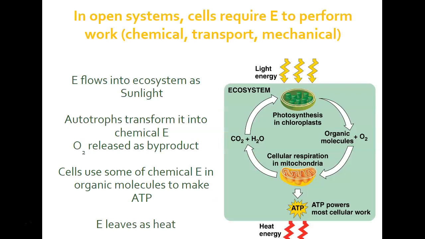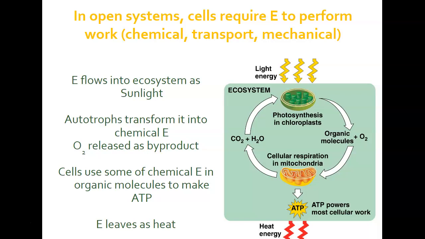Generally speaking, in an open system, in which humans and other organisms are open systems, cells require energy to perform work. So nothing happens for free. You need energy to do chemical work, transport work, mechanical work, and so on. So this graphic just kind of puts it all into perspective. So energy flows into the system as sunlight. So we're open because we are receiving sunlight.